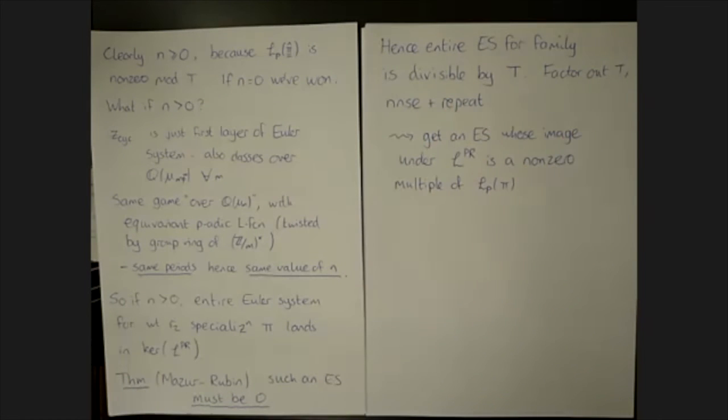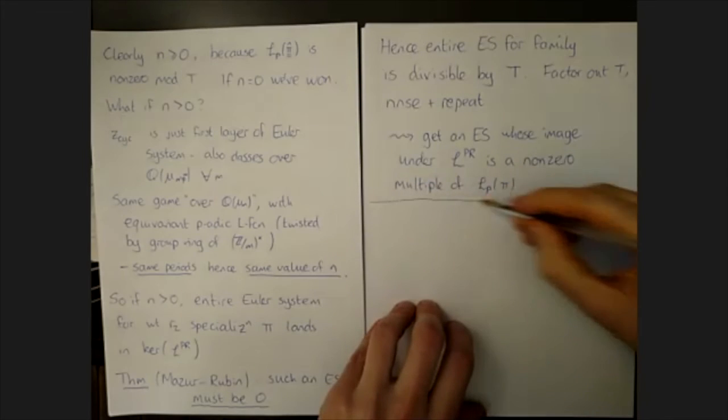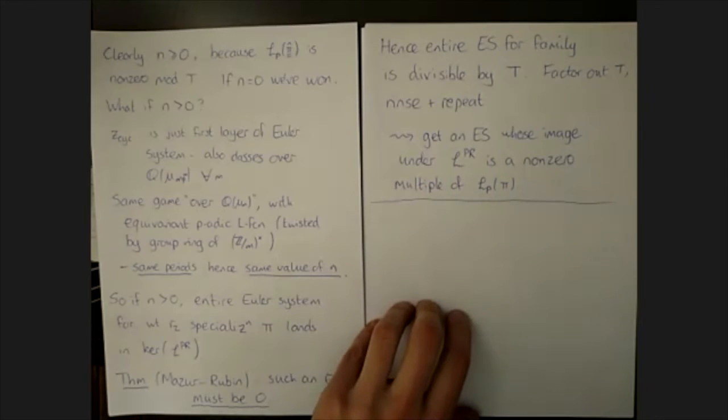And that, well, it's not quite the goal that we had at the beginning, because maybe it's not quite the same Euler system we had at the beginning, but it's an Euler system, and its image under the big logarithm map is the analytic p-adic function. And that is strong enough for the application that we want to make.